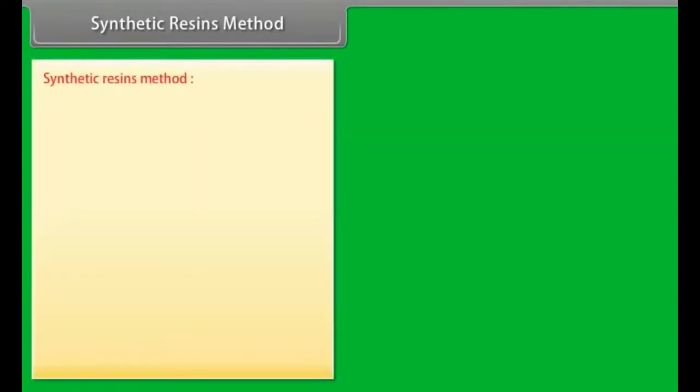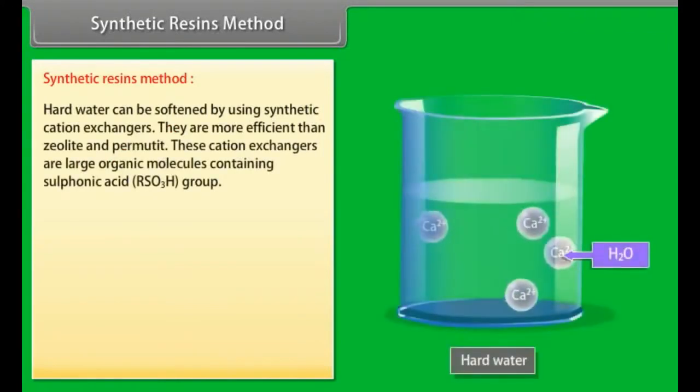Synthetic resins method. Hard water can be softened by using synthetic cation exchangers. They are more efficient than zeolite and permutit.